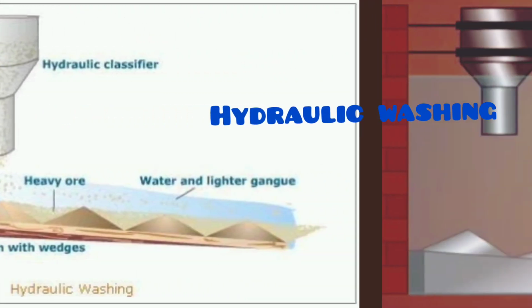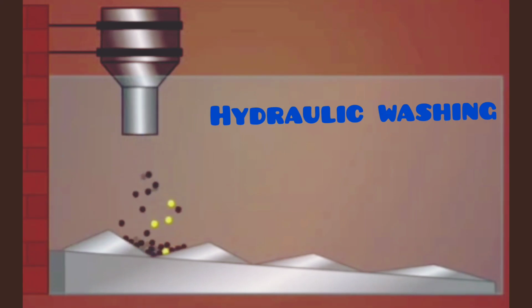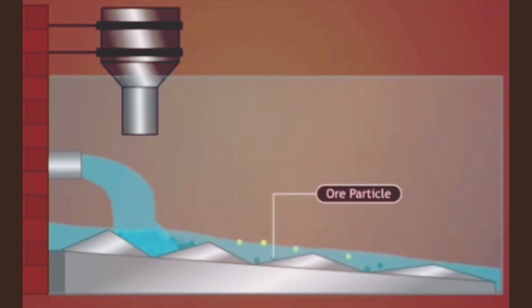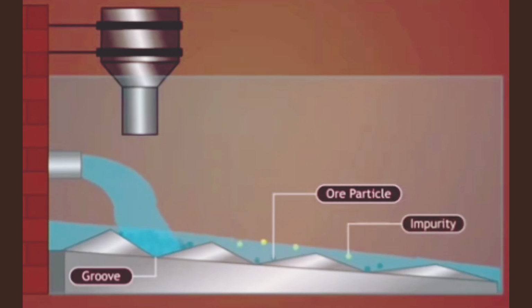Here, in this hydraulic washing, the fine powdered ore is placed on the table which contains slots and wedges. The running water washes away the impurities and the lighter gangue particles while the denser metal stays back in the groove. This is hydraulic washing.